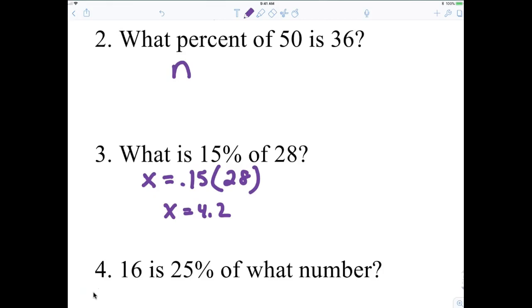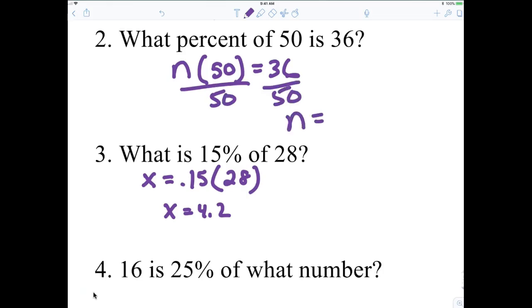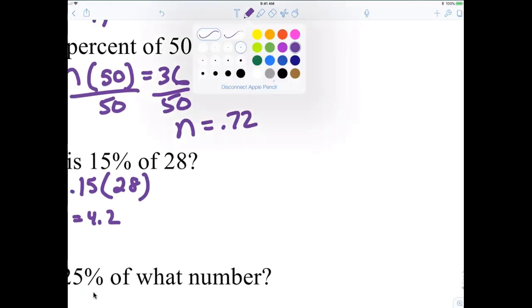Of in math means to do what? Multiply by what? 50. Now, is your clue for equals 36. Now, keep in mind, you're looking for a percent. So now to solve this equation, I'm doing what? Dividing. Exactly. Divide by 50. So n is equal to 36 divided by 50, which is 0.72. But because they're asking for a percent, we're going to say that is 72%.